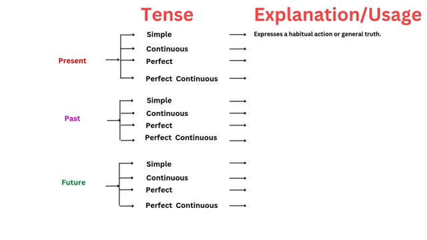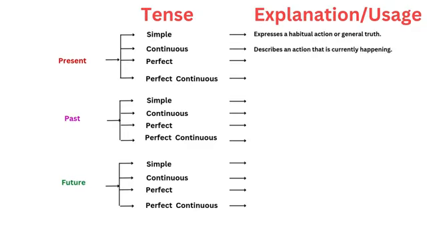Present simple expresses a habitual action or general truth. Means it is used to talk about actions that happen regularly or facts. Like, I play football every day, which is a regular action.